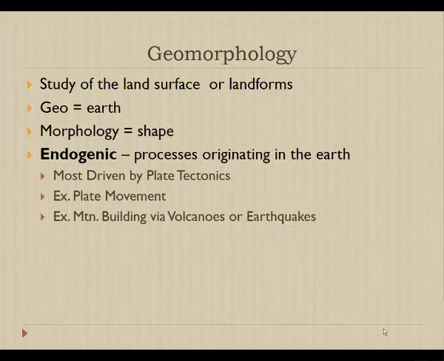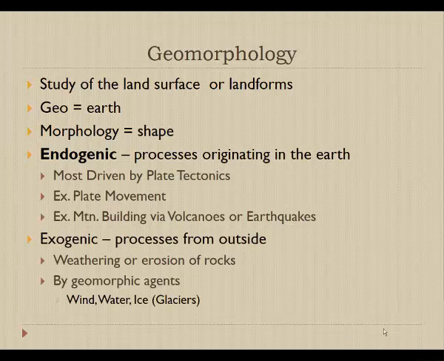So as the plates move around over the asthenosphere, they grind against each other. Sometimes the plates subduct, as we discussed last time. And this kind of process can lead to the creation of volcanoes. It can also lead to earthquake activity, bending of plates, and these processes can create mountains and create geomorphological change.